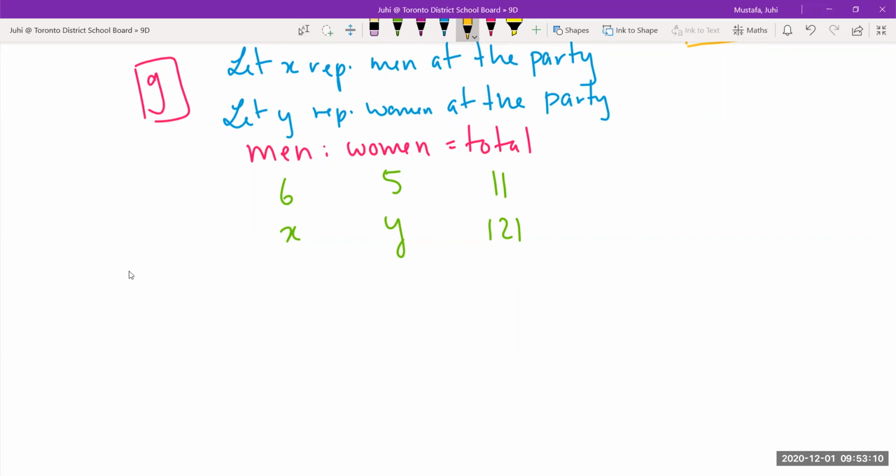Okay, so let's first go over here and talk about the men at the party. If I'm talking about men, I am looking at these numbers and I'm looking at the total. I can't use this because I don't have enough information. You always need 3 numbers and this one has a Y, so that's not going to work. So when I'm making my ratio over here, it's going to be 6 over X is equal to 11 over 121.